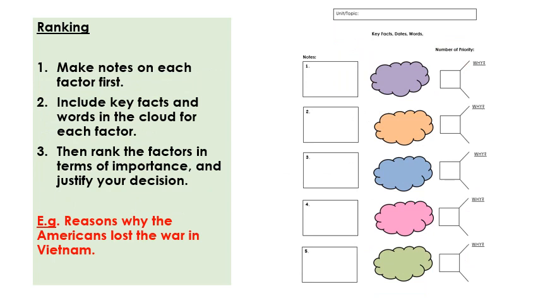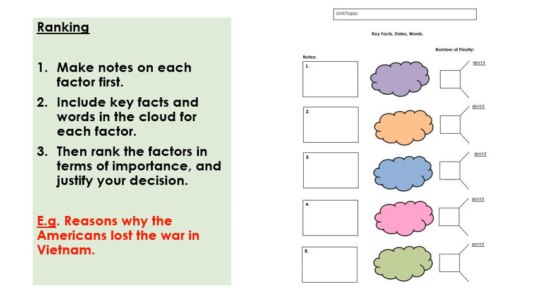In a number of subjects, there are also exam questions which require students to organise their thinking by ranking different factors in terms of their importance, and possibly to also justify their decision. On this particular note sheet, it helps students to organise this thinking. On the left-hand side, there'd be a small notes section for each different factor. So, for example, different reasons why the Americans lost the war in Vietnam.